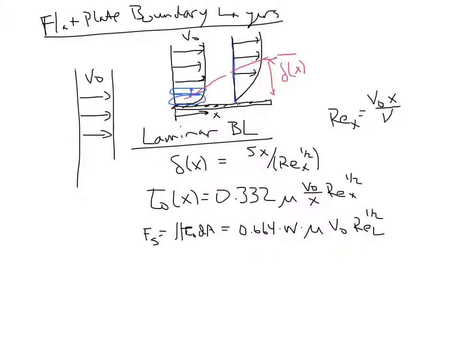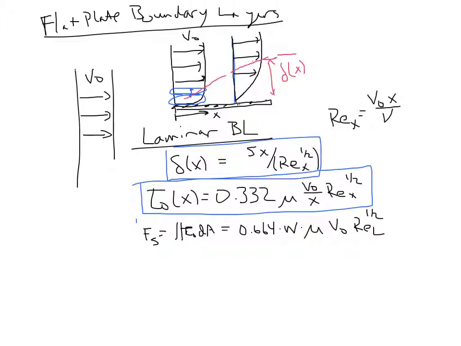And those three relationships, growth of the boundary layer, variation of the shear stress, and the magnitude of the drag force, are sort of the fundamental results that describe the interaction of the flow with this solid boundary.